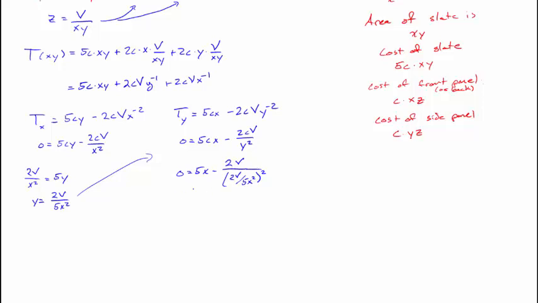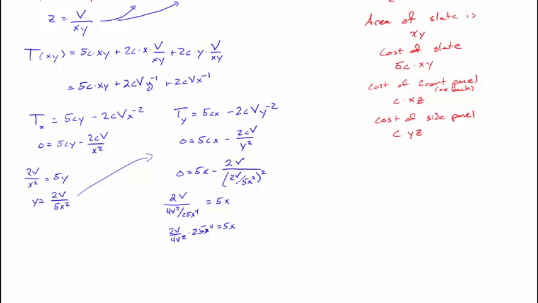And I'll add this to the other side, so I have 2v over 2, square it, so it's going to be 4v squared over 25x to the fourth equals 5x. So here we do some reduction. I'm going to get, let's write it like this, 2v over 4v squared times 25x to the fourth equals 5x.